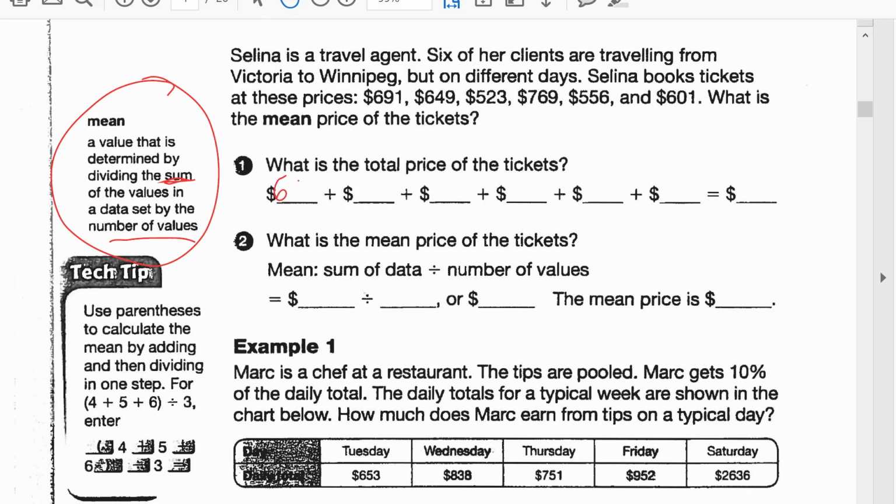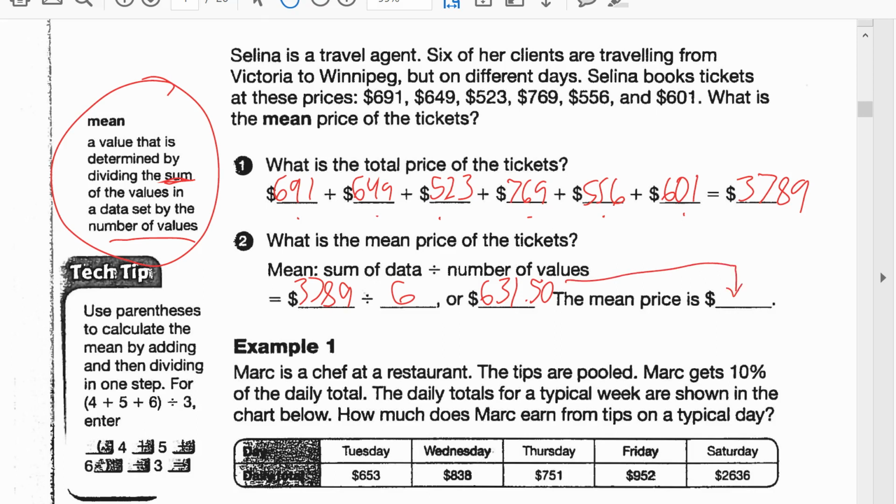So we have 691, 649, 523, 769, 556, 601, and we get 3789. Then you take 3789 and you divide it by how many there are, 1, 2, 3, 4, 5, 6, which will give us 631.50. So that's the mean price.